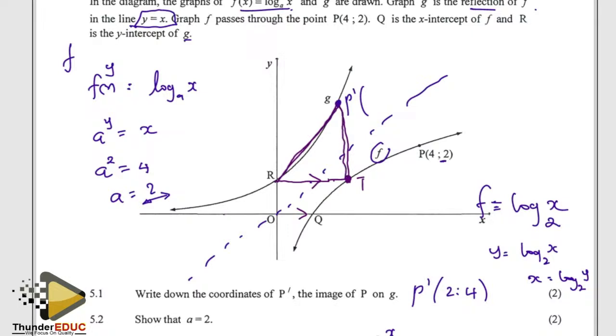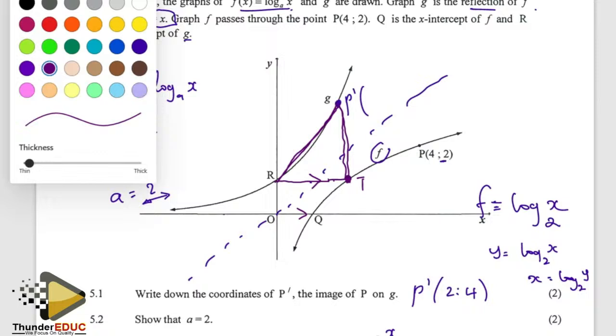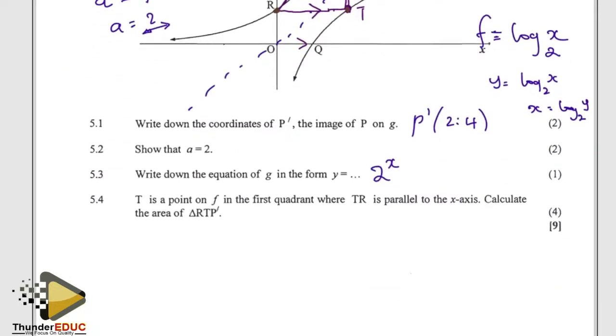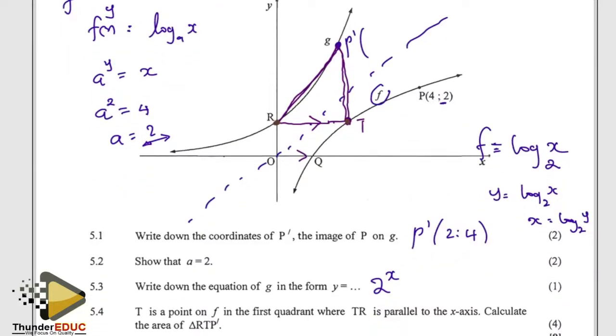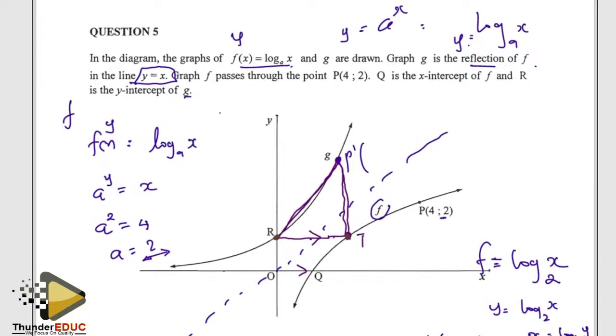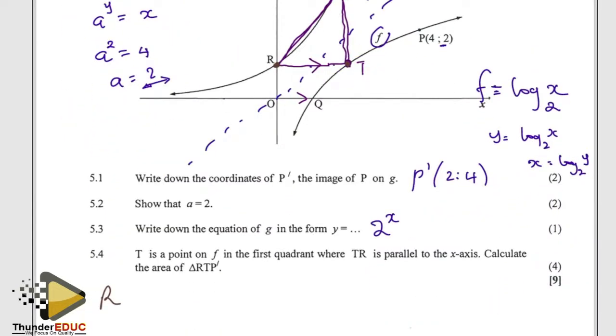Now, someone may argue it's not a right-angled triangle, but we can make it one. How? Because now we're going to use the coordinates of R and the coordinates of T. How many marks is this question? It's 4 marks. First things first, we need to get the coordinates of R. We know that R is on the y-axis. Since we got the equation of g to be 2 to the x, if we replace x with 0 here, we're going to get 1. So R is basically (0, 1).